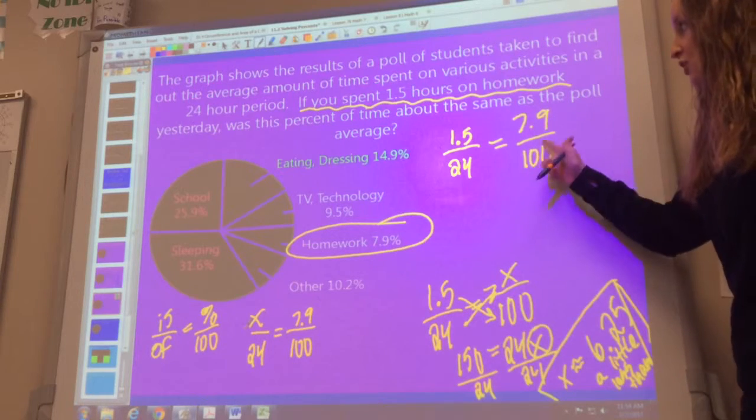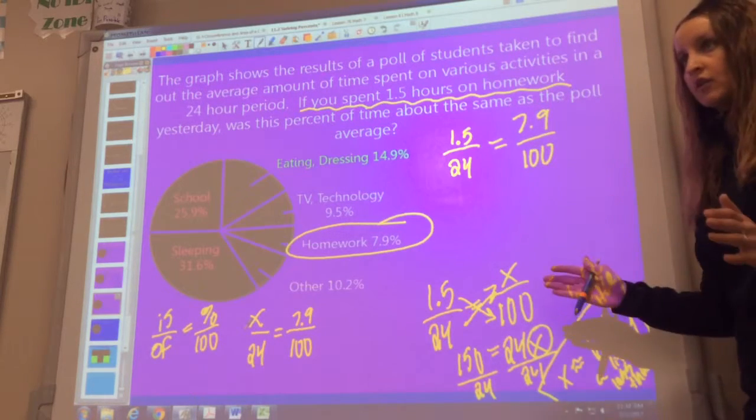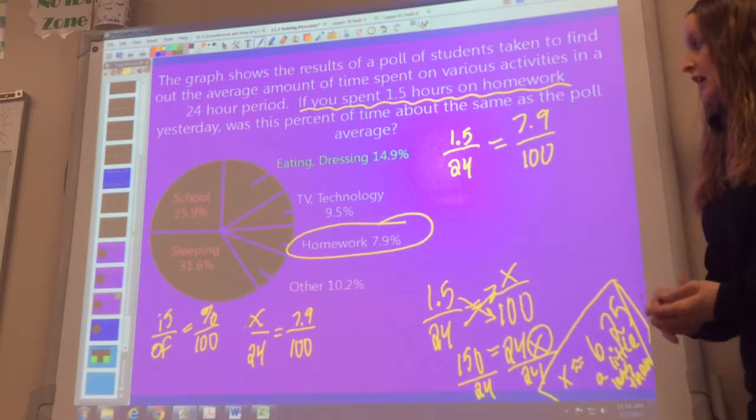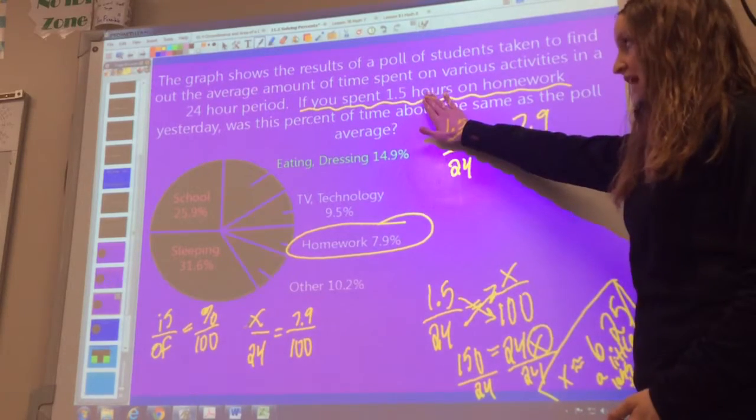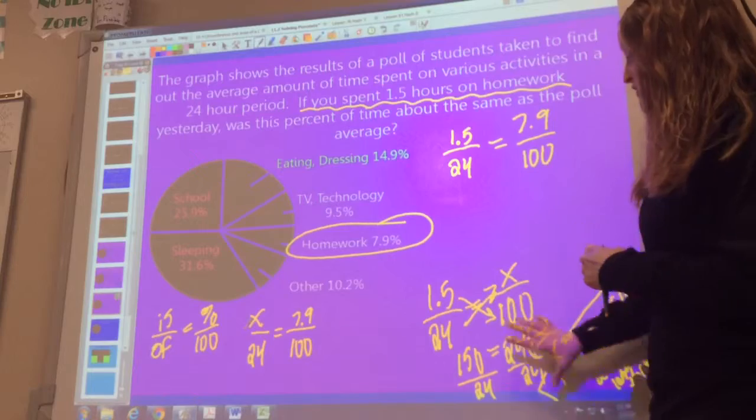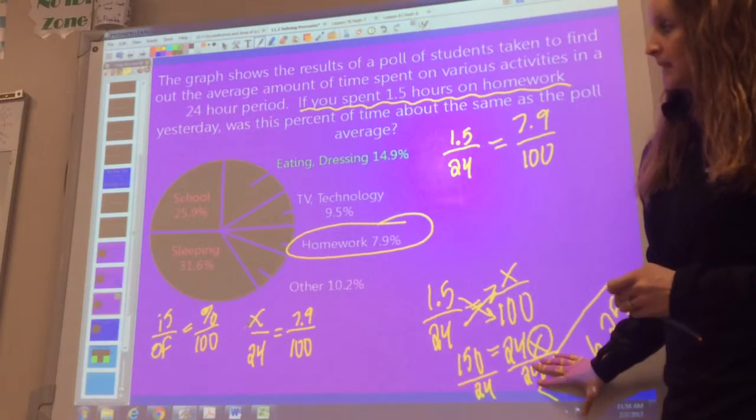What most people try to do is smash it into one. No. You have to compare one to the other. But right here, this is a percent and this is the actual amount. So that's why we have to solve it one of these two ways. Okay?